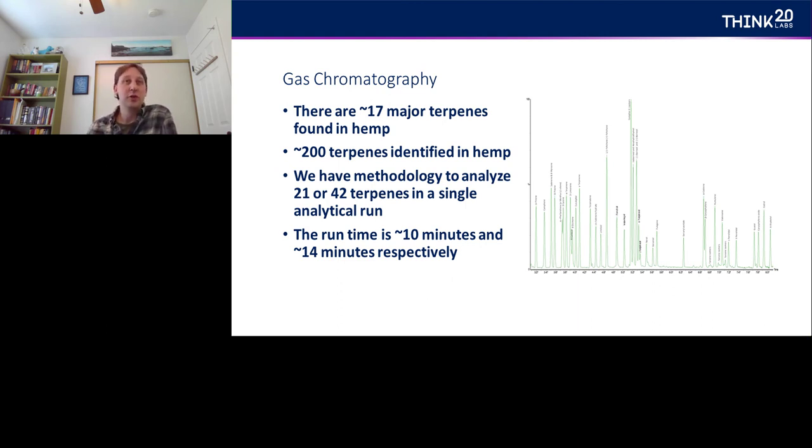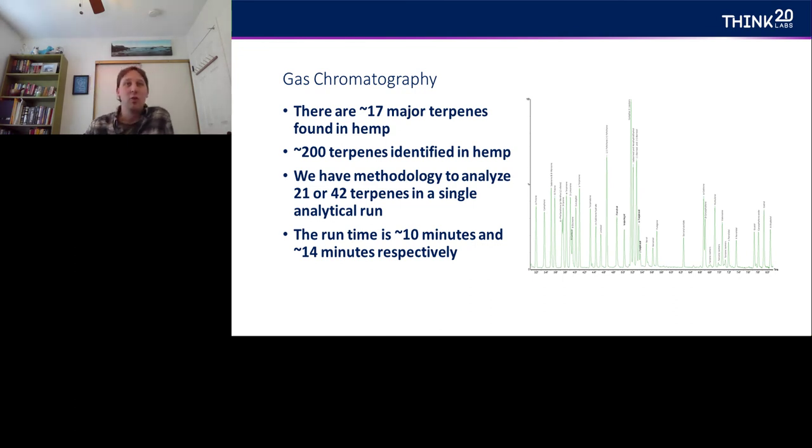So there's well over 200 terpenes that have been identified in hemp. We have two different methodologies that we run in our lab. So for compliance testing and the majority of our analytical testing, we look at only 21 of these terpenes. From our experimentation, we found there's roughly 17 that are present in high concentrations in most hemp samples.